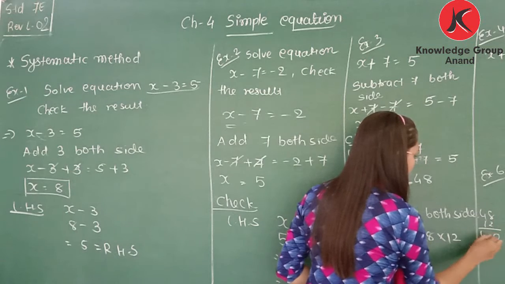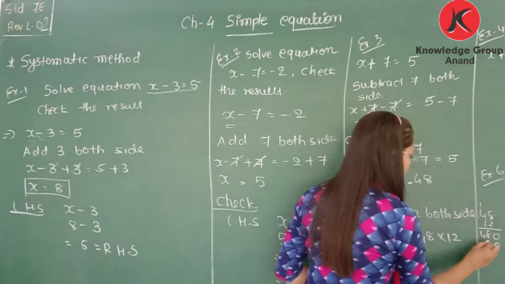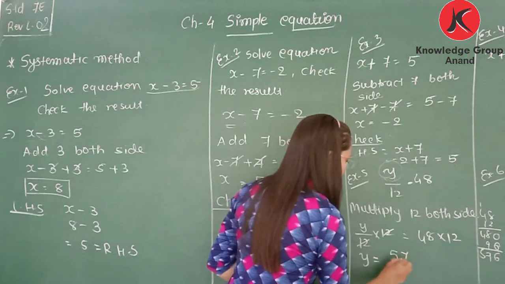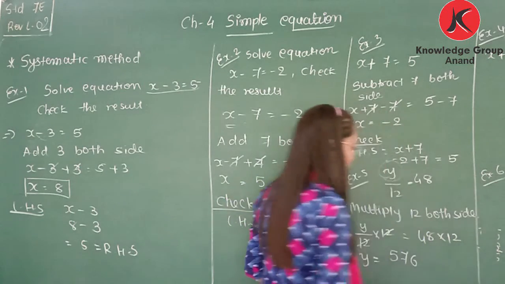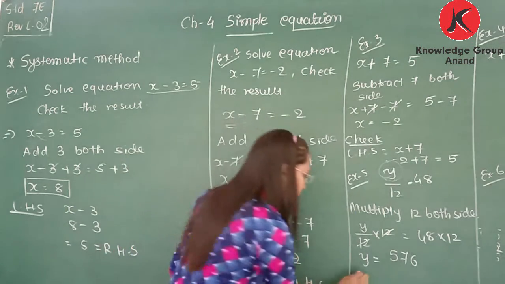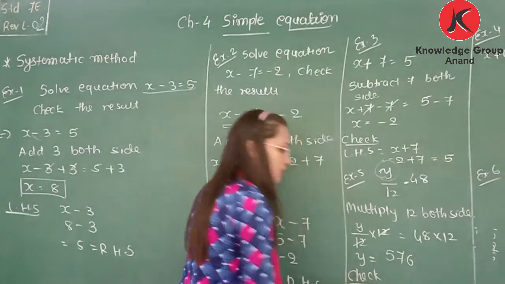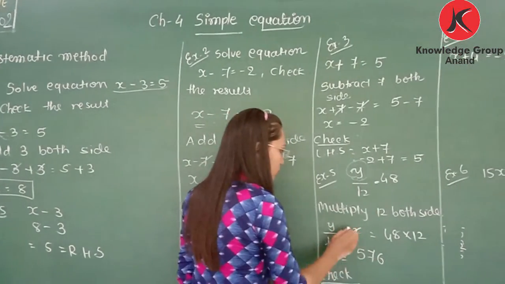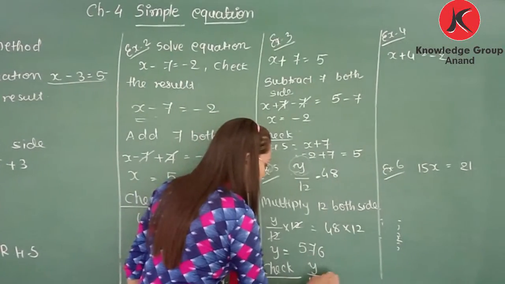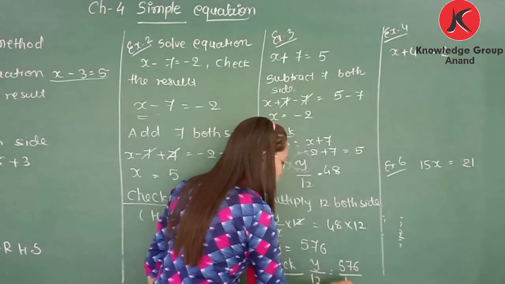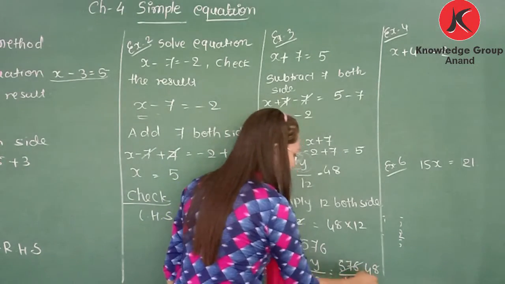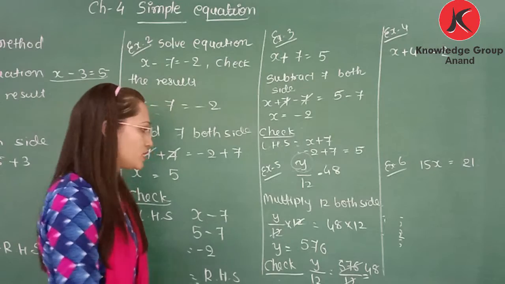Now find the value of 48 times 12. So here we have 576. So our value of y will be 576. Check your answer. In y by 12, write 576. It is 576 by 12. If you cancel the common factor, you will get 48. Clear?